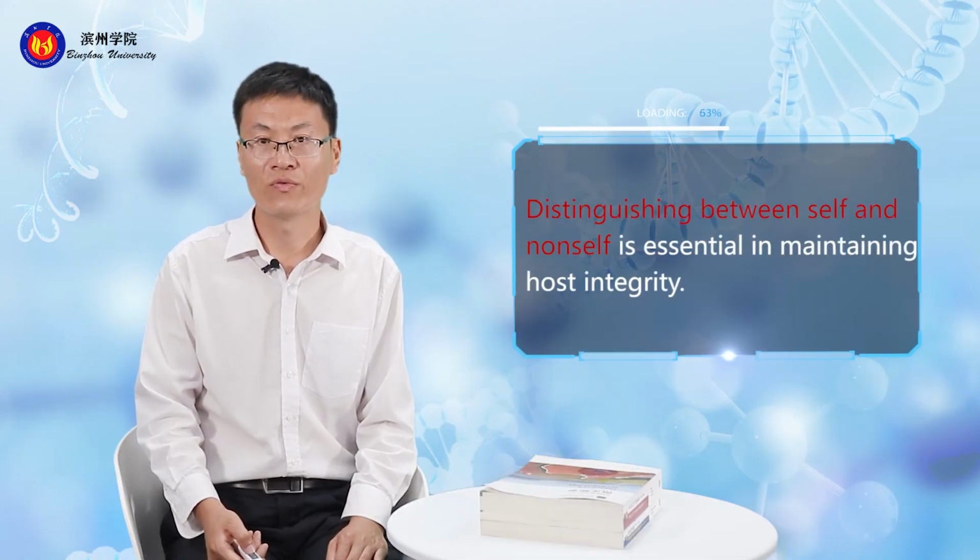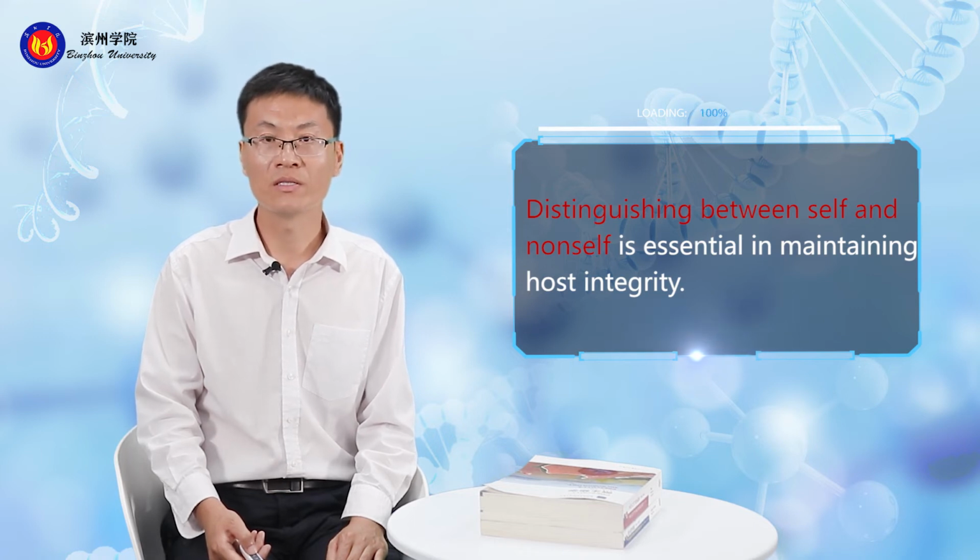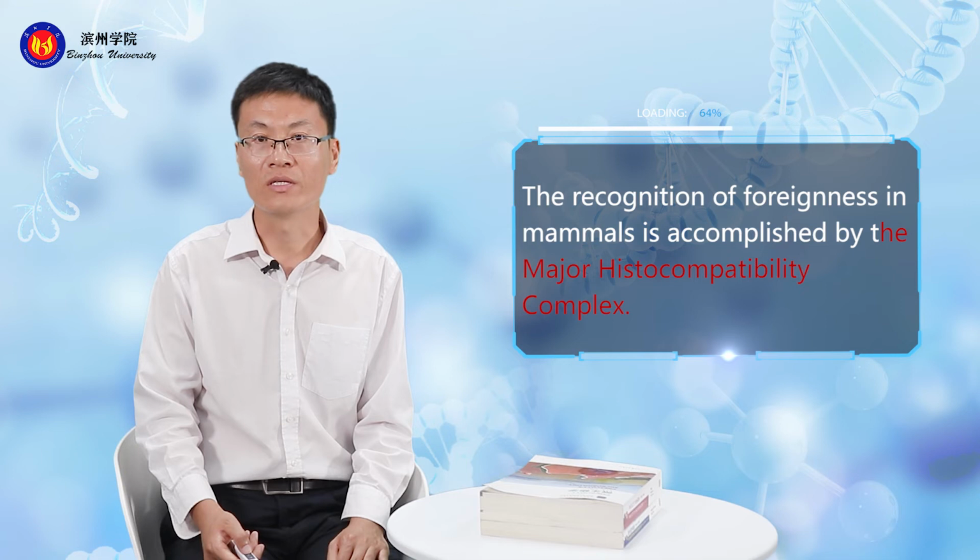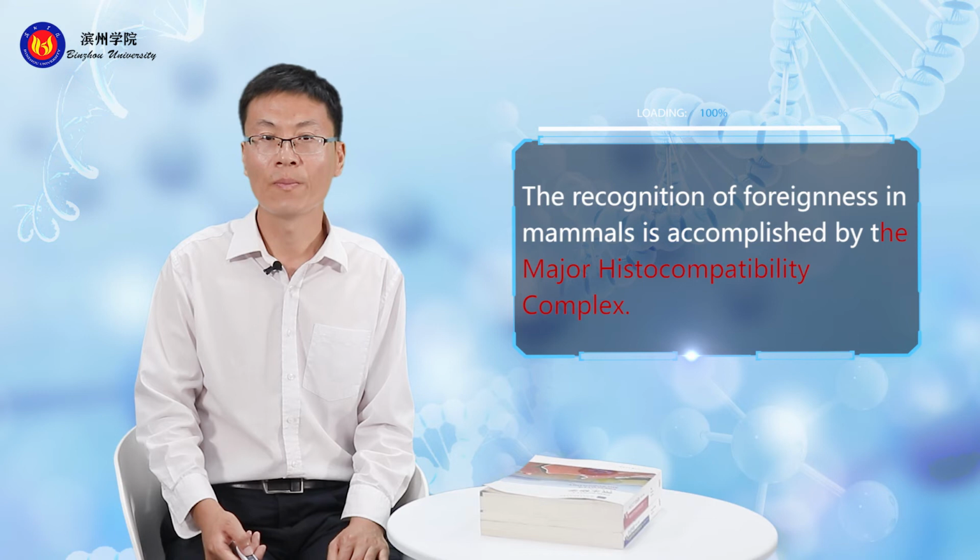Distinguishing between self and non-self is essential in maintaining host integrity. This distinction must be highly specific and selective so invading pathogens are eliminated but host tissue is not destroyed. The recognition of foreignness in mammals is accomplished by the major histocompatibility complex.